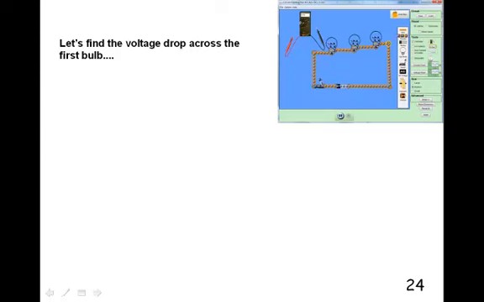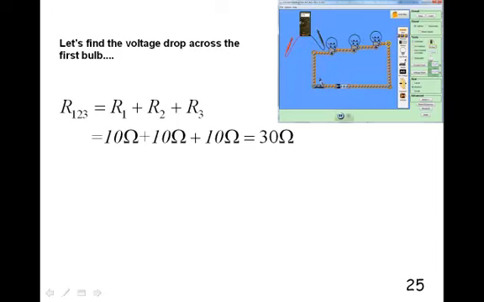Well, let's find the voltage drop across that first bulb. I think that was 1, wasn't it? And that's 2, and that's 3. First of all, we look at this circuit and say the equivalent resistance of those three elements in series is just the sum of each one of the resistors. Each one had a resistance of 10, which you didn't know, but that's what the program did. So the total resistance is 30 ohms.